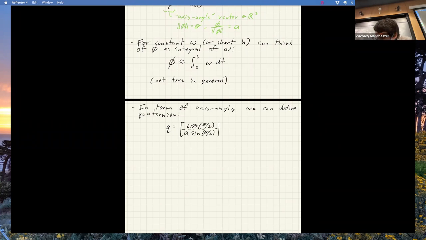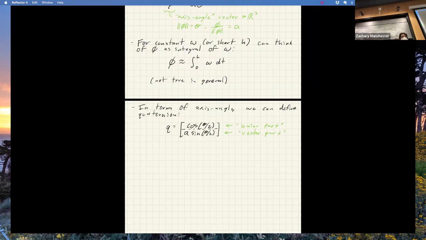Okay, so scalar part and vector part. Remember, the whole thing is 4D.